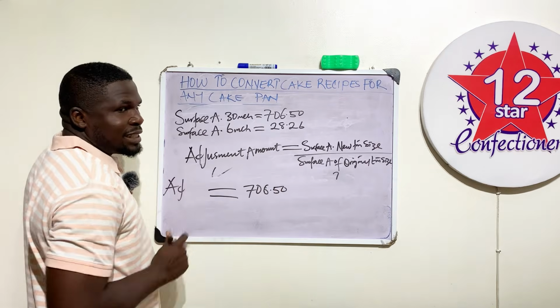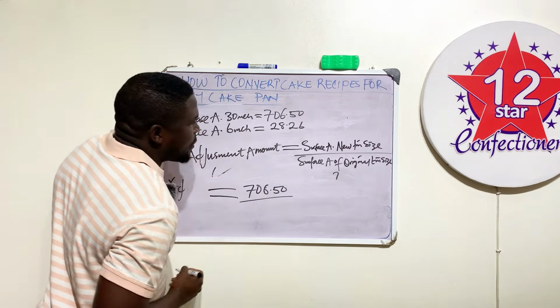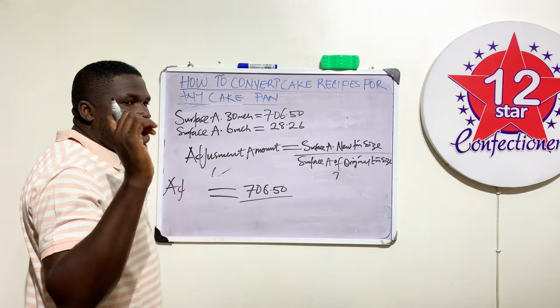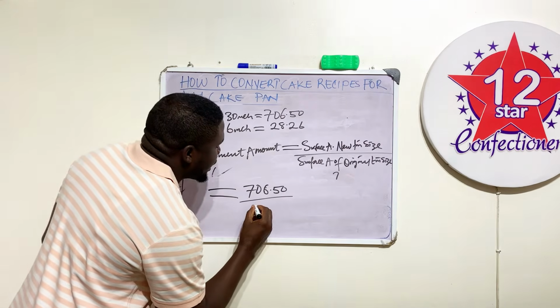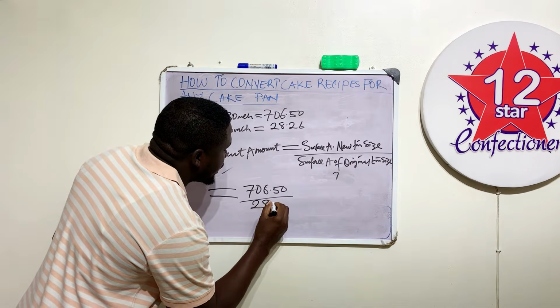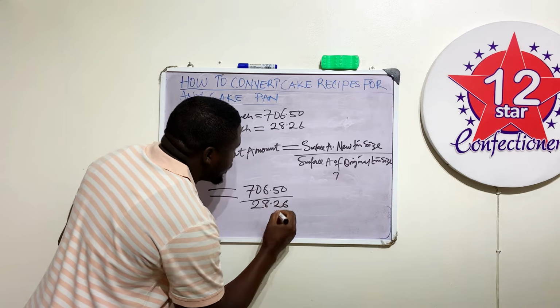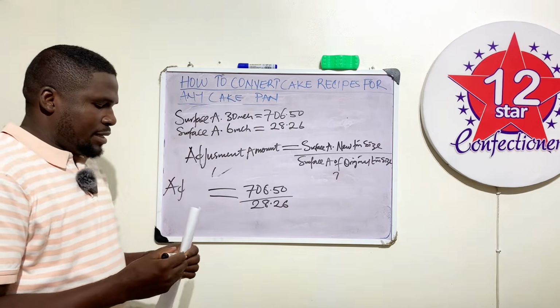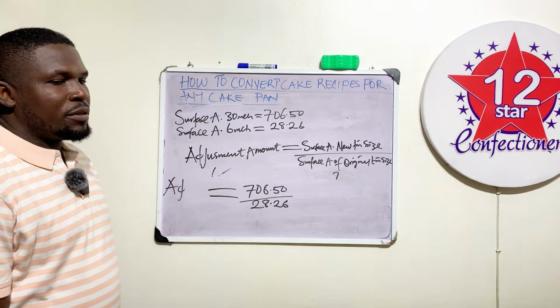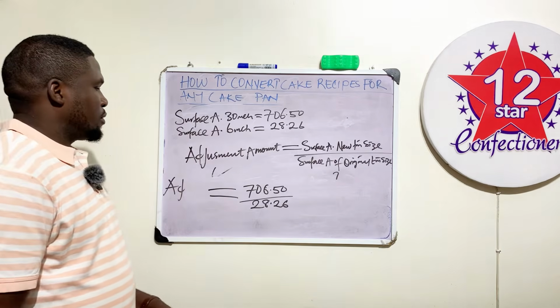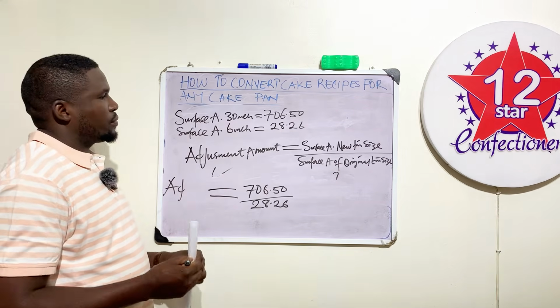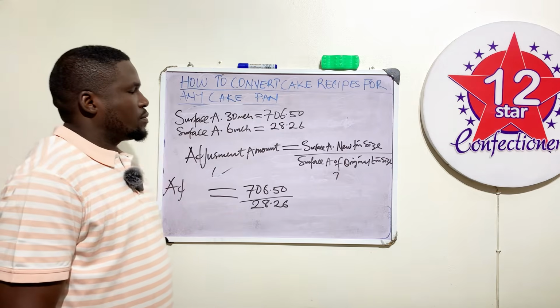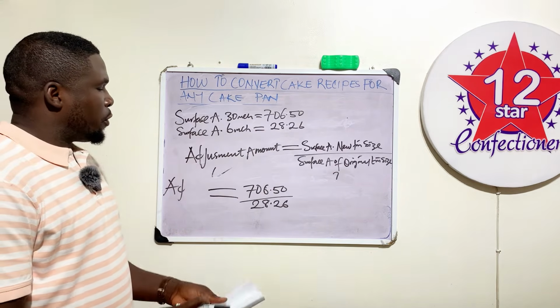706.50, which is our 30 inches cake pan, divided by our original, which is always our 6 inches cake pan, which is 28.26. So let's divide it. Let's get the adjustment number: 706.50 divided by 28.26.